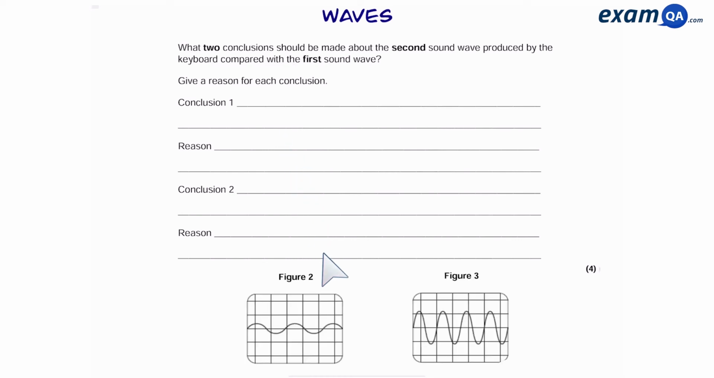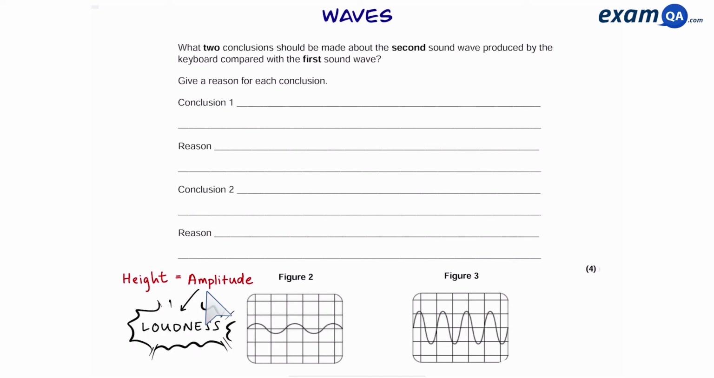Okay, so if we compare these two, first of all, the height of a wave is also known as the amplitude, and this measures loudness. We can see here that the two waves have different amplitudes. Figure 3, or the second wave, has a much higher amplitude. So therefore, it must be louder. And the reason is because the amplitude is larger.